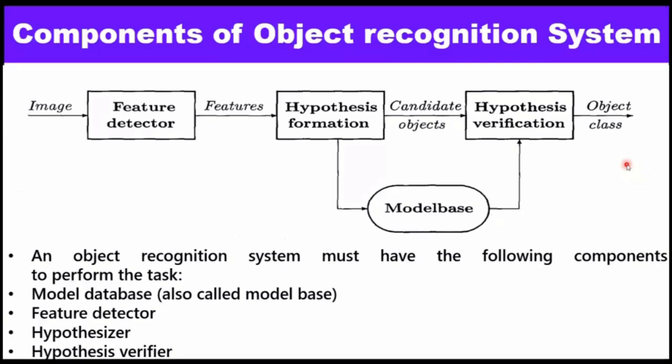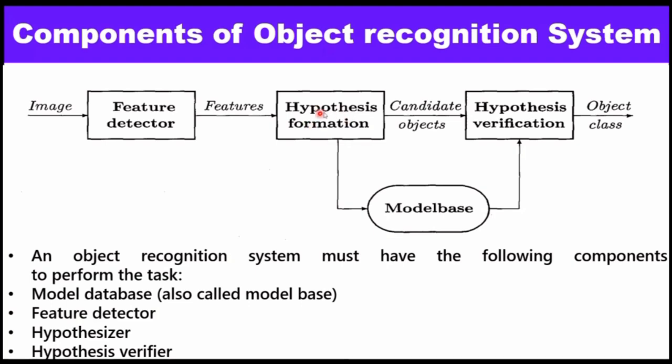In this whole process, the model database is the first component, where all previously known information of that particular image is stored. Then the feature detector is a program, technique or algorithm where whatever required features are already calculated, they are calculated. This process is similar to when we first applied it for the reference images. Then hypothesis formation is a program where possibility, probability or guesswork will be done, or classification will be done.